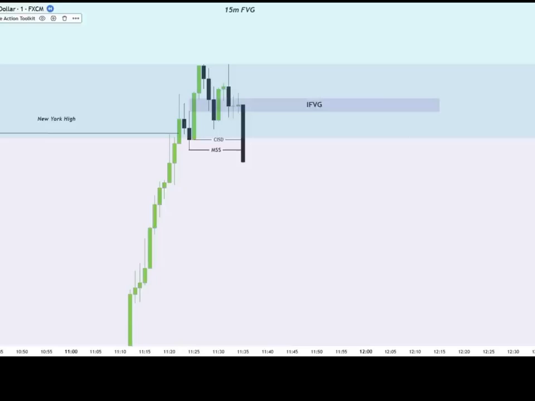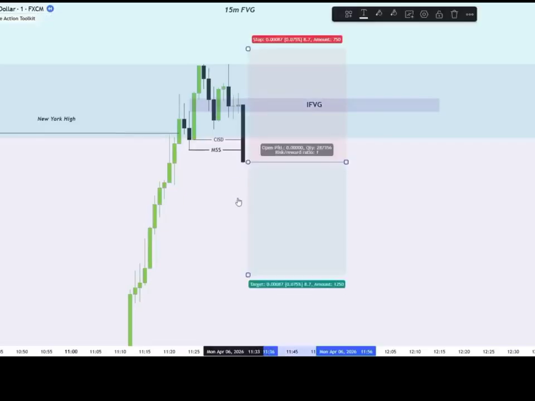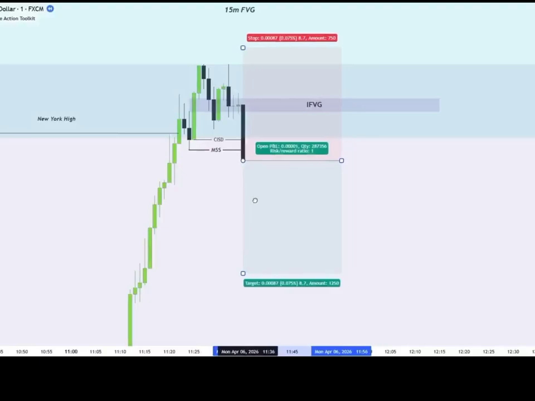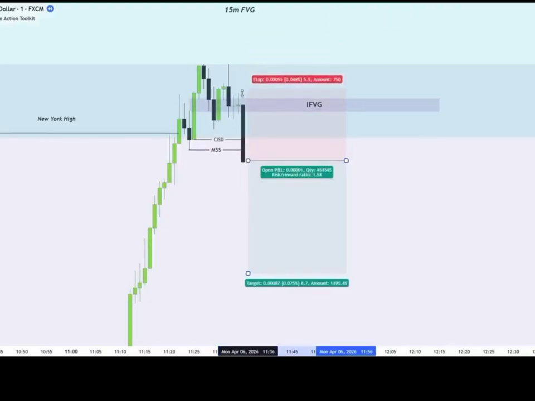Once the IFVG forms, it is likely to act as a new resistance zone, giving us a strong area for a sell entry. So in the next step, I immediately open a sell position at the open of the next candle, right after the IFVG forms, with the stop loss placed above the most recent swing high.